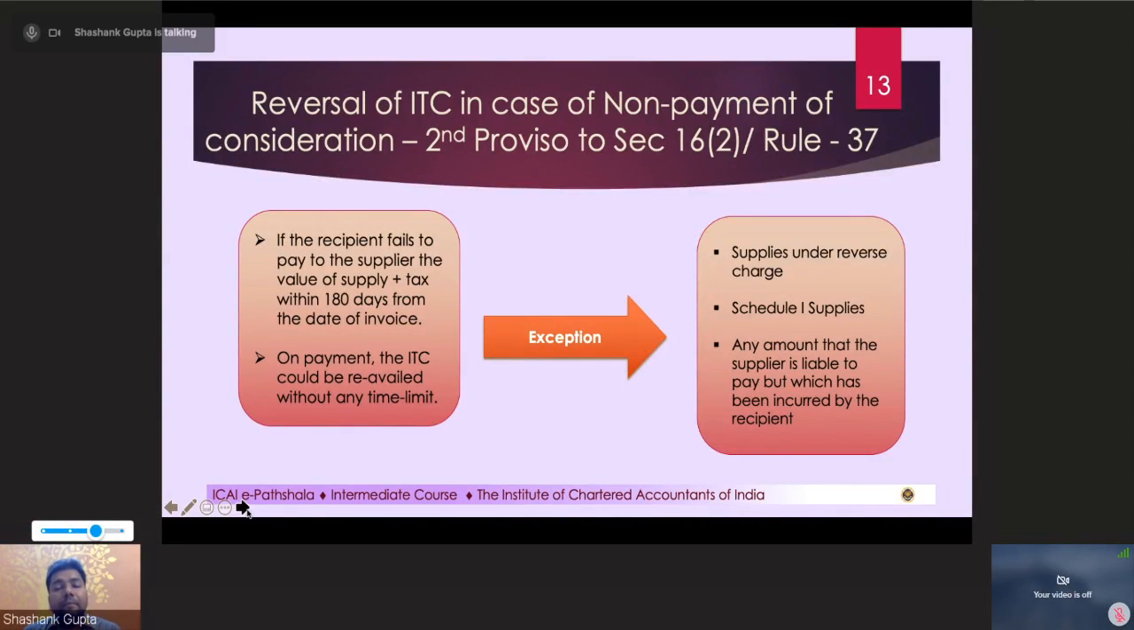However, if after 180 days, say suppose after 200 days, 250 days, 300 days or 1 year, 2 years, this payment is finally made, then the law allows that as and when such payment is made, the credit can be re-availed by the entity. So this is another condition.